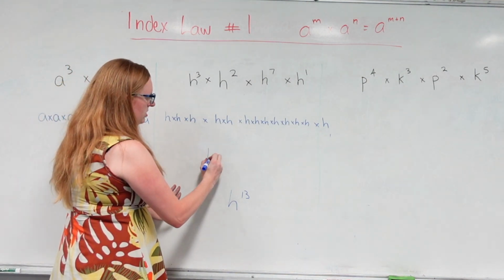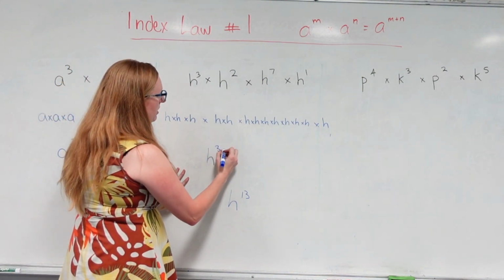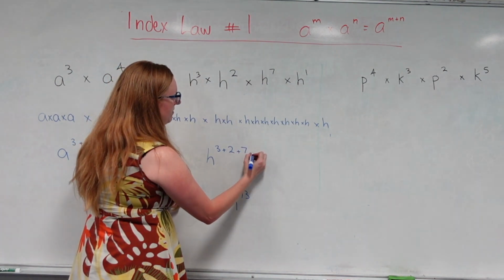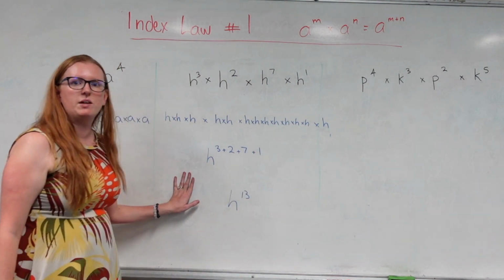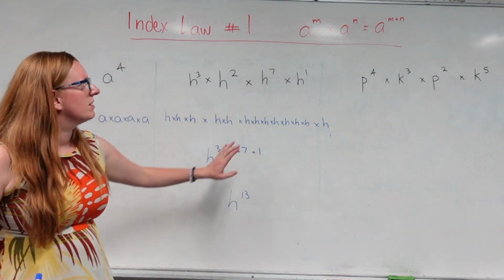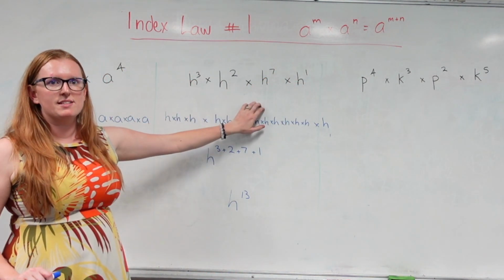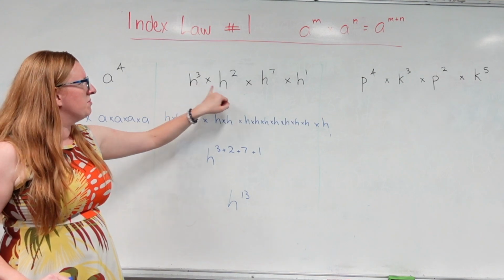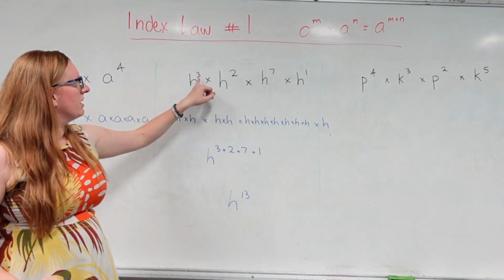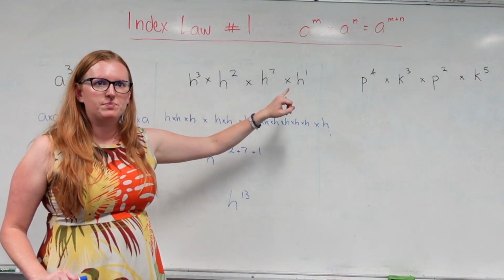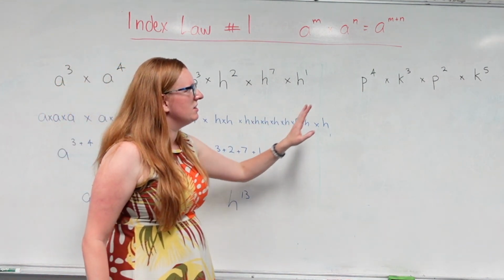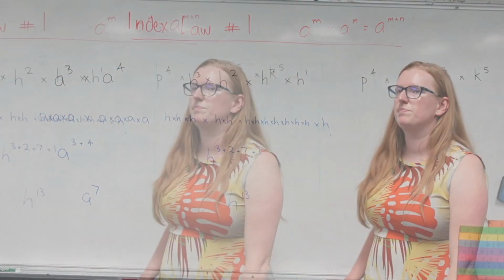So it'll be h, 3 plus 2 plus 7 plus 1. And there we go, that is our index law. You'll see it up here. When I have the same bases and they're multiplied, I can just add my indices. Awesome. Let's do one over here that's a little bit different.